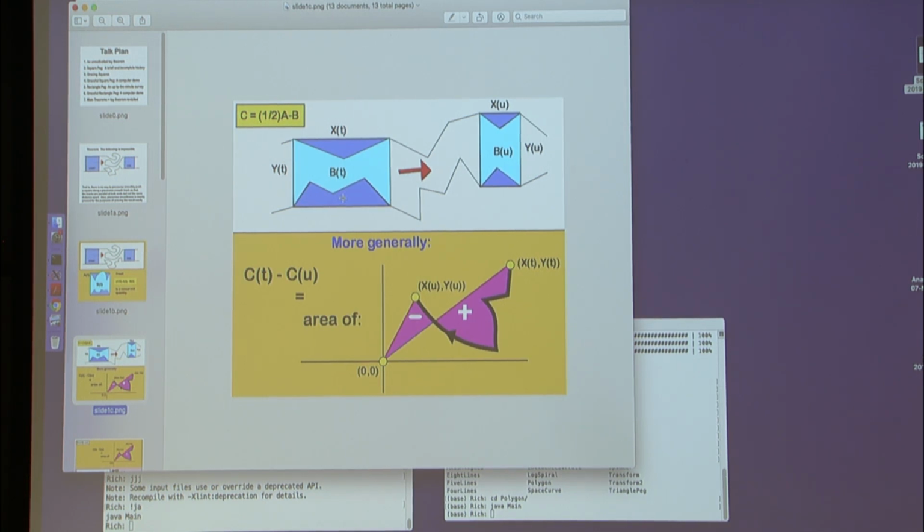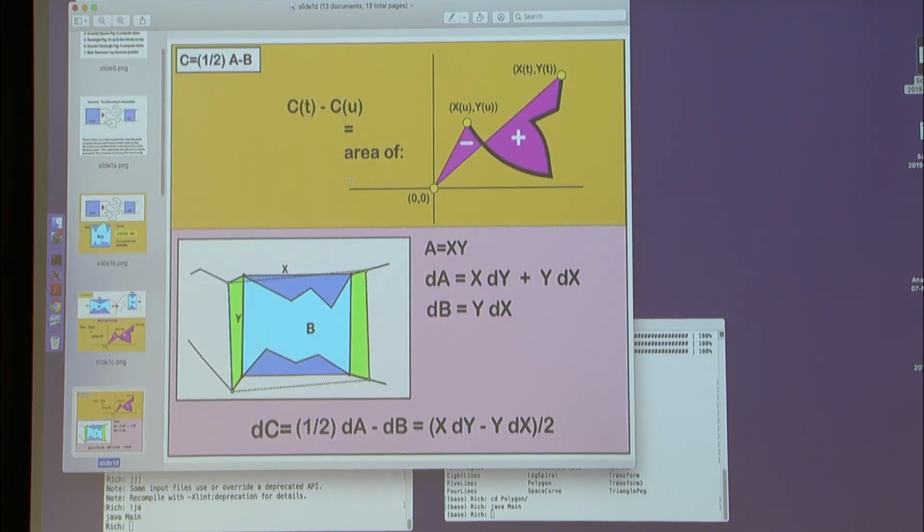I mean, this is just calculus. You just differentiate with respect to time. You don't have to follow this, but A is x times y, and dA is x dy plus y dx, and dB turns out to be y dx. It's just a calculus problem, and then you see that the differential of this thing is just this one form, and then when you integrate, you get the signed area. So that's more or less the proof of that theorem. So far, so good? OK.